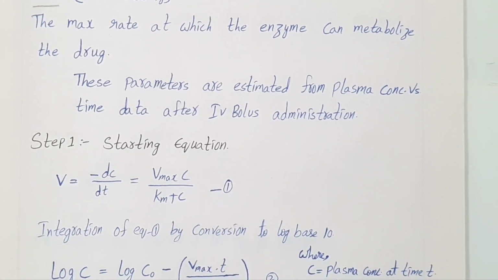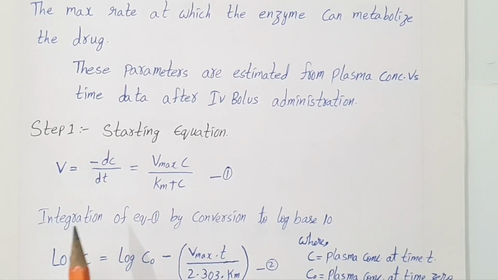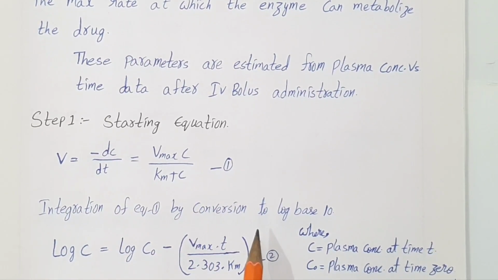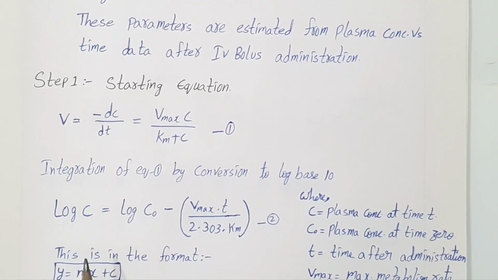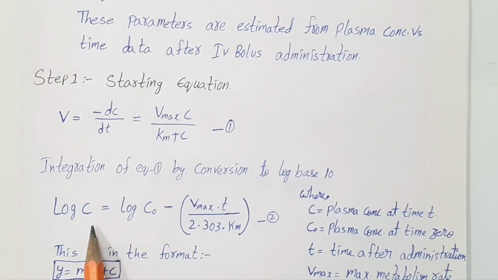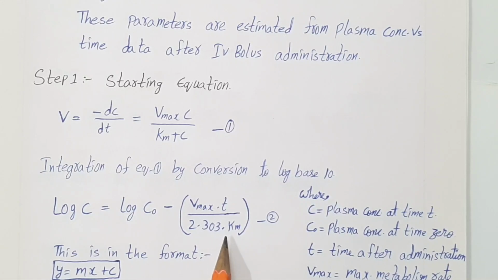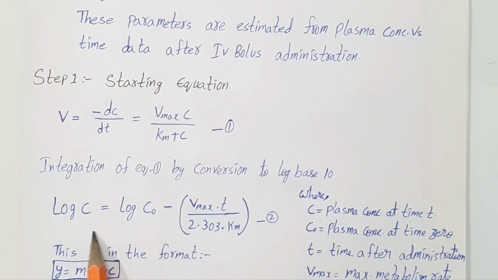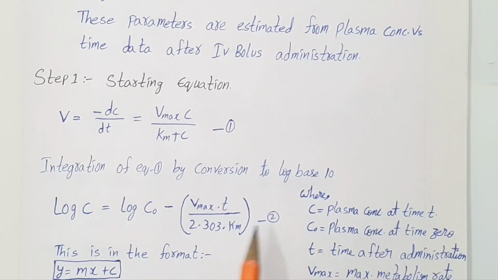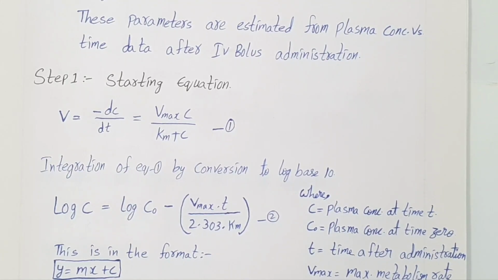So our starting equation was V equals Vmax C divided by Km plus C. After integration of this equation and converting it to log base 10, we get log C equals log C0 minus Vmax t divided by 2.303 Km, where C is the plasma concentration at time t, C0 is the plasma concentration at time 0, t is the time after administration, Vmax is the maximum metabolism rate, and Km is the Michaelis constant.